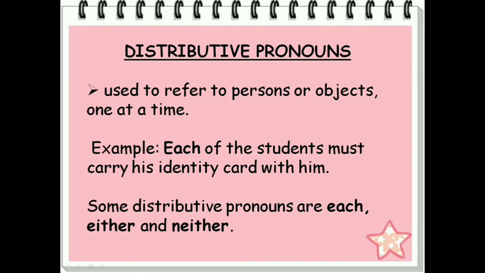Next one, distributive pronouns. Distributive pronouns are used to refer to persons or objects one at a time. For example, each of the students must carry his identity card with him. Some distributive pronouns are each, either, and neither.